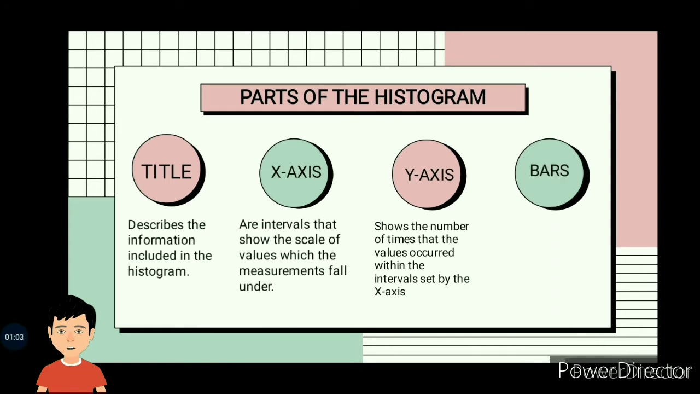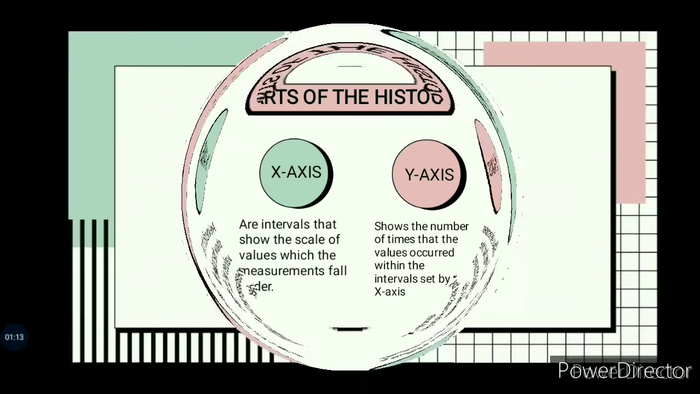The bar shows the number of times that the values occurred within the interval, while the width of the bar shows the interval that is covered. For a histogram with equal bins, the width should be the same across all bars.